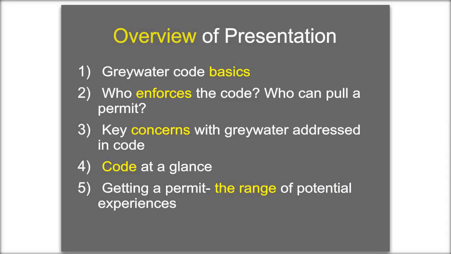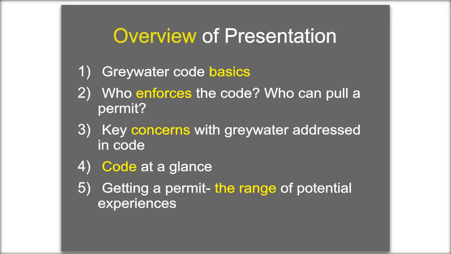So we're going to get started. Today we're going to talk about the code. I'm going to talk about some basic information about the code that's helpful to understand it. And then we're going to talk about who enforces the code. It does depend on where you live, who these enforcing agencies are, and also who can get these permits. We'll talk about the key concerns with graywater that are addressed in the code. There are some really common concerns from both human health as well as environmental health that are addressed throughout the code to make sure these systems are safe for everybody.